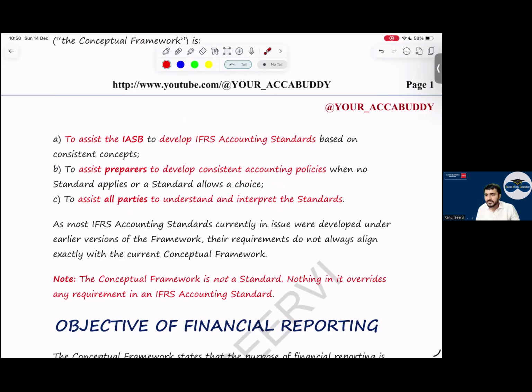Nothing will make sense. Yes or no? You know basic principles. In the same way here, if you know the conceptual framework, you can understand any new standard that is coming in. So what will the conceptual framework help with? It helps users and parties understand the accounting standard, and it helps preparers understand the different accounting policies. We can frame accounting policies as well as develop IFRS.